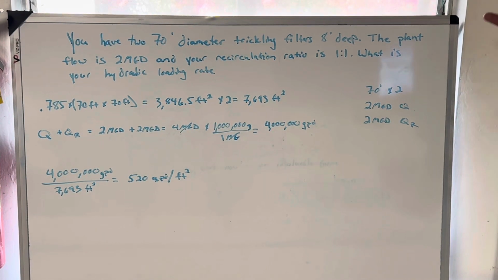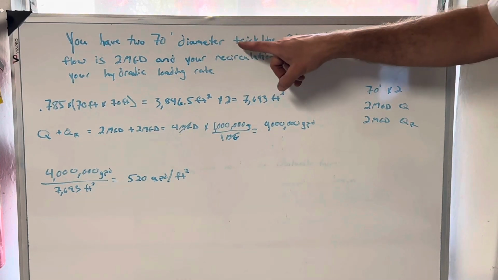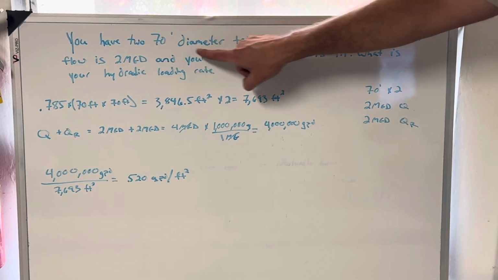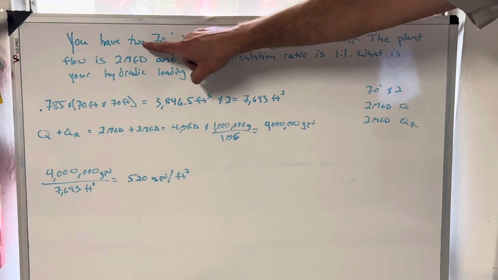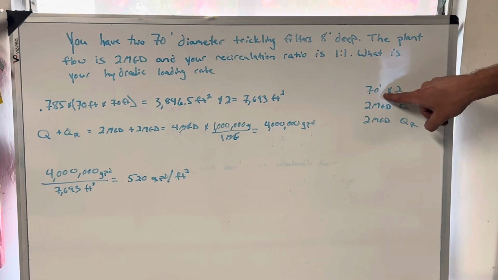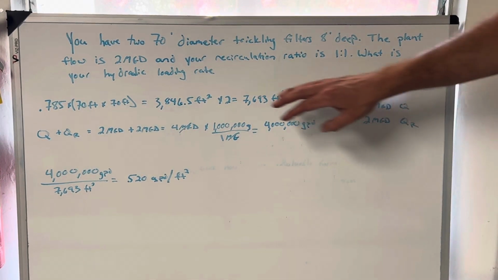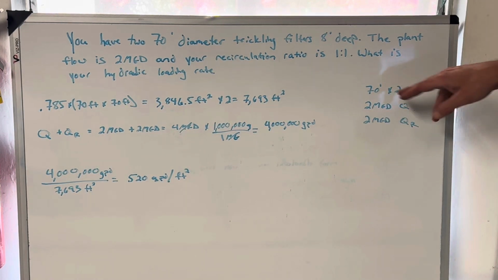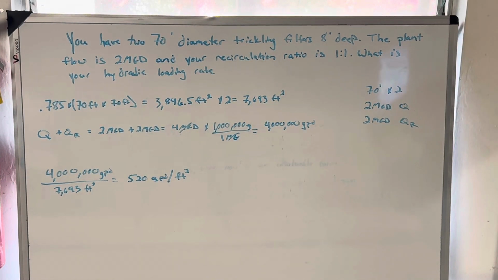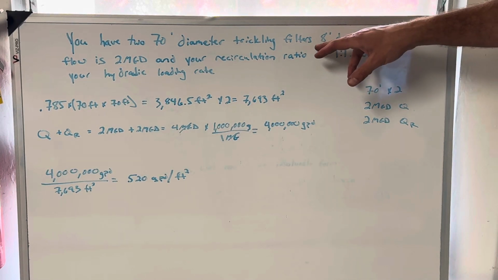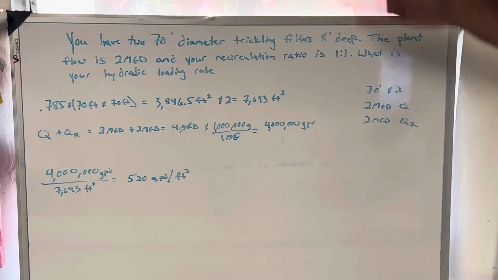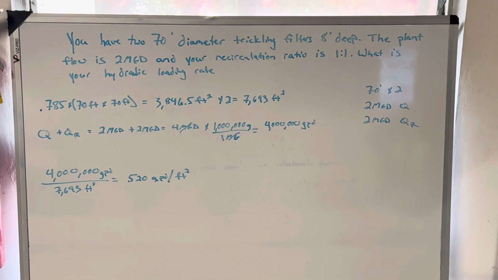First and foremost, I'm going to pull out the information I need. 70-foot diameter trickling filter. Okay, I need 70 foot, so I put that there. I have two 70-foot diameter trickling filters, so I'm going to multiply by 2. I'm going to say I've got 2 of these. How I like to do that math is find my square foot first and then multiply by 2. I don't like to add the 2 diameters together; it's just not my style. 8 feet deep. Do I need 8 feet deep? Nope. That's cubic feet. That's irrelevant. They'll do that to you too. They'll give you stuff you don't need.